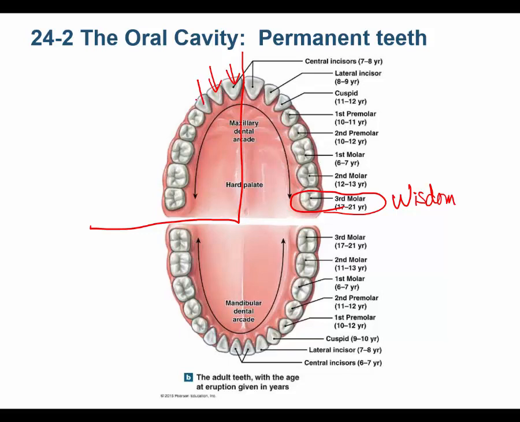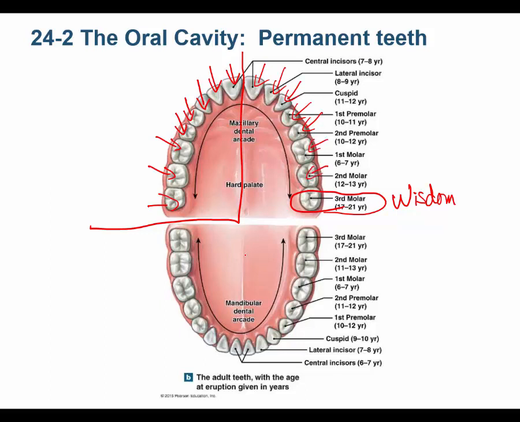You have your cuspid right here. You have your premolar right here. Should have 2 premolars. Let me see. Yeah, your second premolar. And then you have your 2 molars. And then you have your wisdom tooth. And then you have a mirror image on the other side. Central incisor, lateral incisor, cuspid, first premolar, second premolar, first molar, second molar, wisdom.